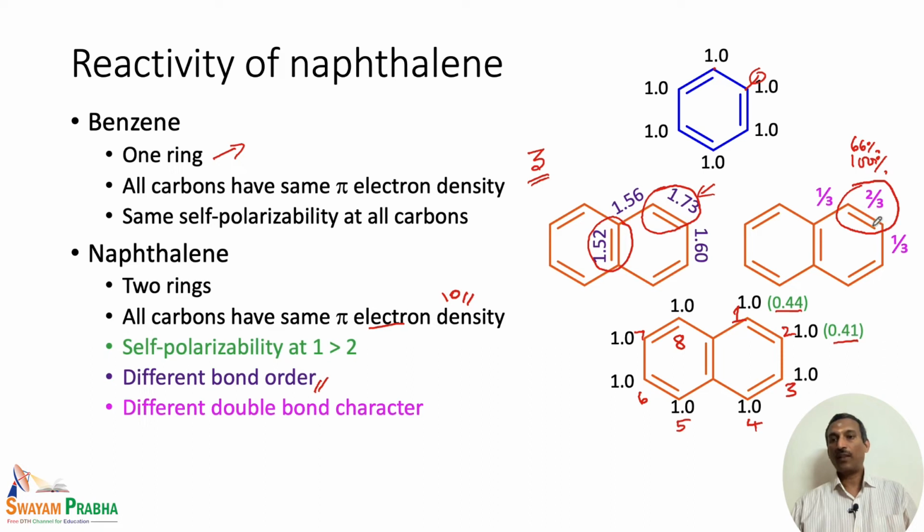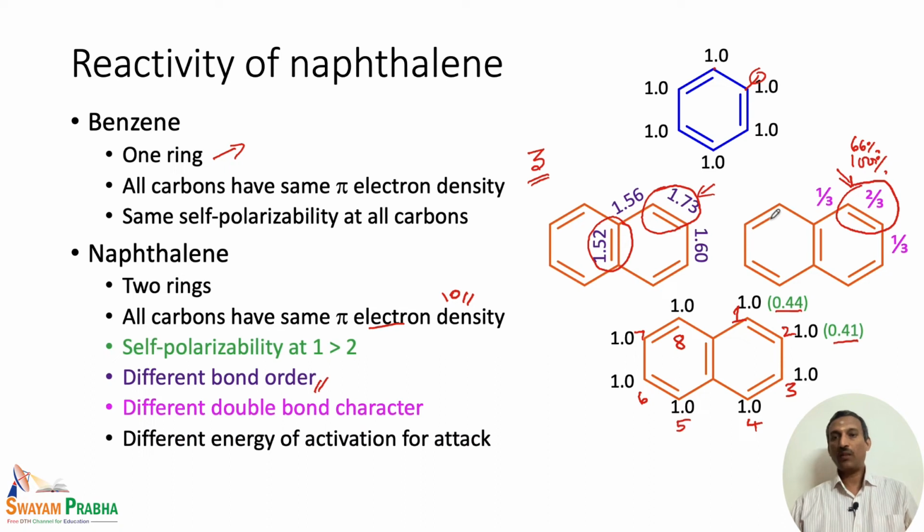So this bond between 1 and 2 carbon behaves like a double bond 66% of the time, and this bond, if you look at, only 30% of the time these bonds behave like a double bond. So in other words, the reactivity is going to be much higher in this particular region compared to this particular region, or maybe in this one.